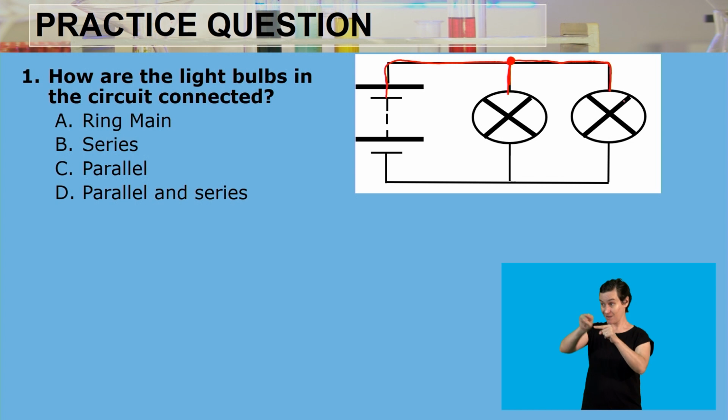So because our current divides when it gets to this point so that it can pass through these two resistors, then we can say that these light bulbs are connected in parallel, because there's more than one pathway for the current to follow as it is moving from the negative terminal to the positive terminal and then back again to the negative terminal in the battery.